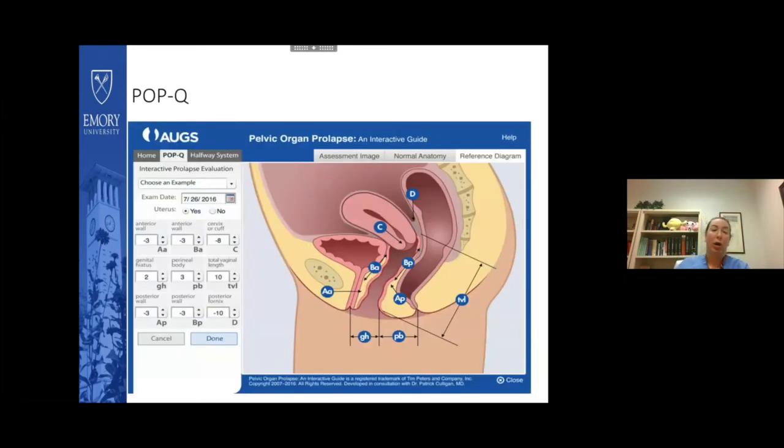Okay, so AUGS, the American Urogynecologic Society, has a great website. This is free. I really encourage you guys to go and look at this website, and especially before your exam, practice with these numbers. You can put these in and practice, and this will show you what that looks like so that you can get a better idea. So this is just standard: this is genital hiatus, this is perineal body, these are about 3 centimeters from the hymen, this is where your C is, here's your D point, the posterior fornix, and that's your total vaginal length.